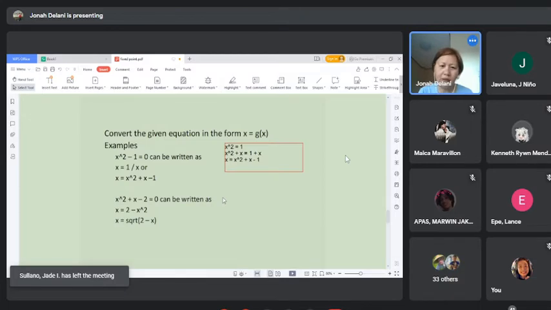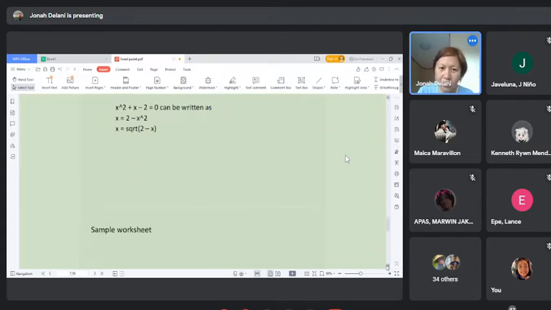And then, when we proceed to our fixed point iteration, in solving for the root, we find an initial value, any value. Of course, any value we choose. Then, we substitute that into x.